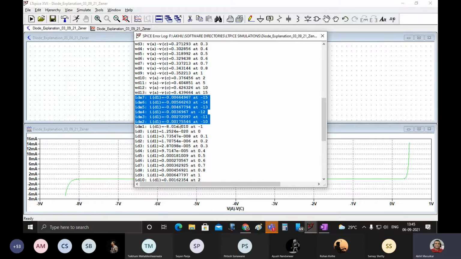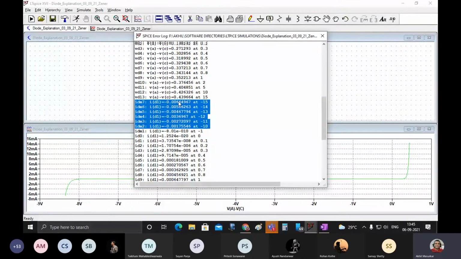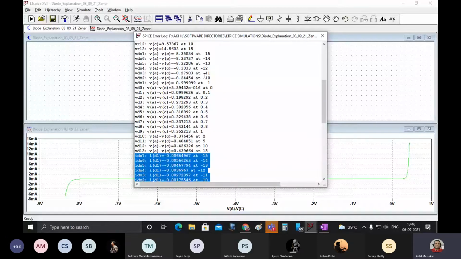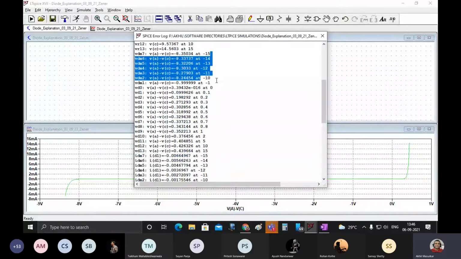But for these same values of V1, that is minus 10 to minus 15, you can see here the voltage across the diode remains almost constant. So this is the peculiar characteristic of the Zener diode.